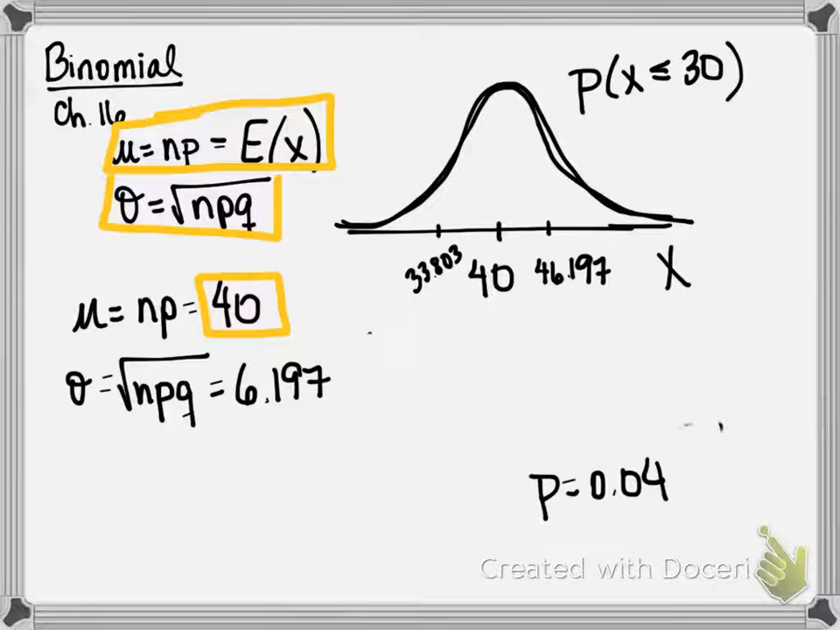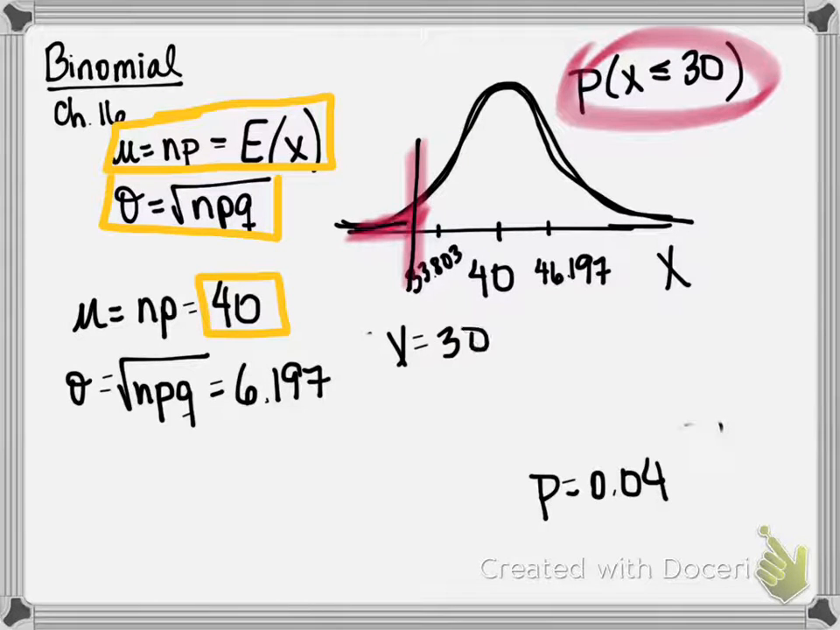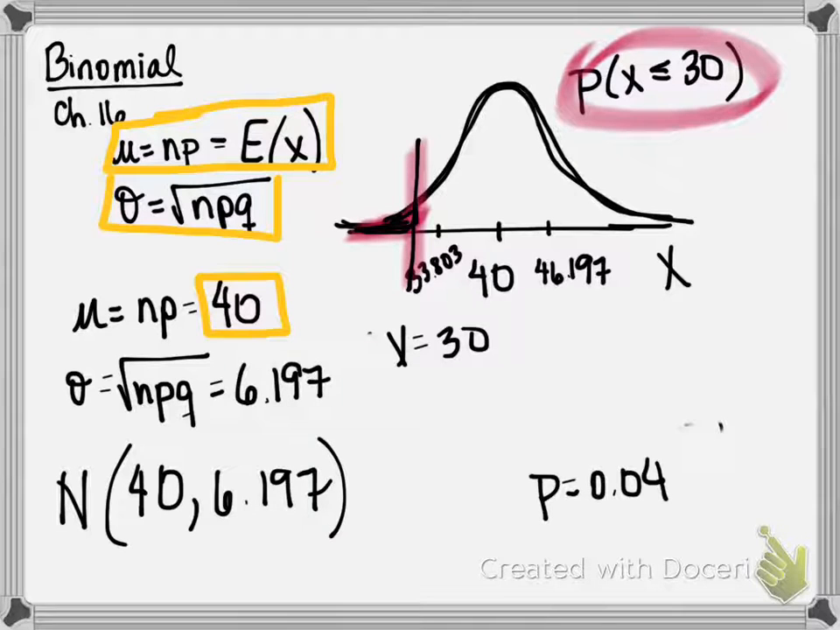Okay, and the problem that we were asking here is what's the probability of x being less than or equal to 30? What's the probability that you have at most 30 leaks? Okay, so that's about somewhere over here. We're finding the probability, or the area, to the left of x equals 30. So we have a normal distribution, mean, standard deviation, and we're finding the probability that x is less than or equal to 30.